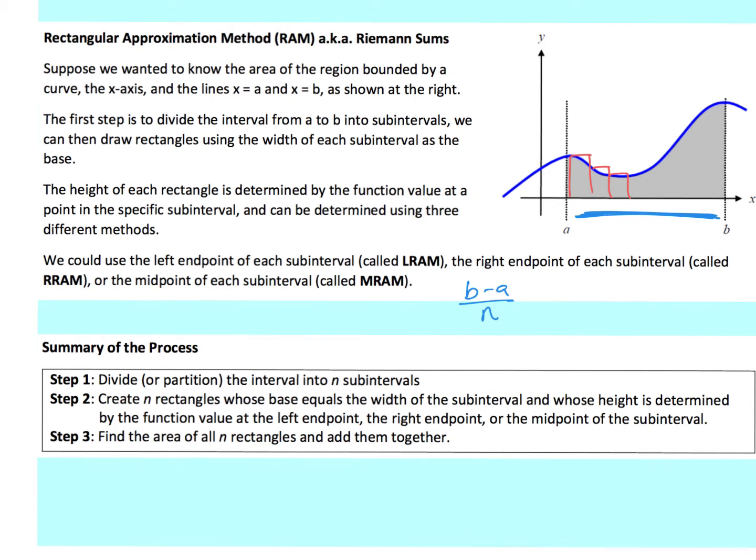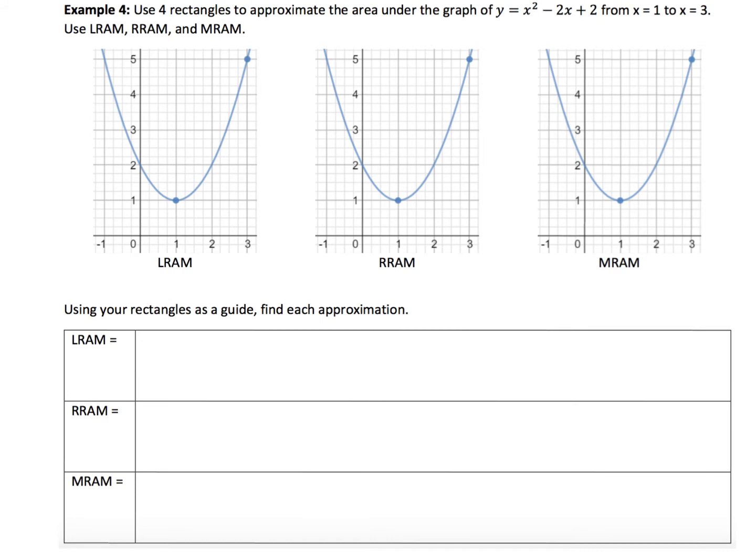All right, let's put it into practice. Here we go. So now we're going to use 4 rectangles to approximate the area under the graph of y equals x squared minus 2x plus 2 from x equals 1 to x equals 3. You should probably write that function out. All right. And we're going to use LRAM, RRAM, and MRAM.